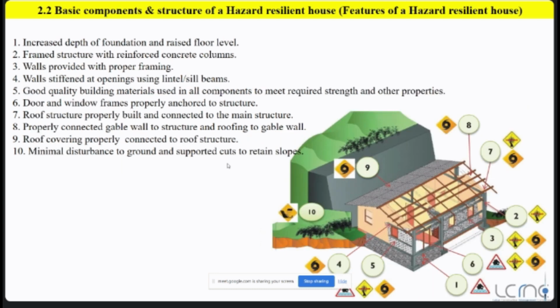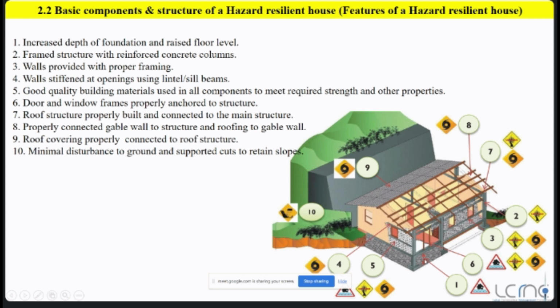Now these are the basic components and structure of a hazard resilient house. That means hazard free houses. If you want to construct a hazard free house, these are the basic components you need to adopt. Now the opposite sides of the other things. So I'm just going rapidly through this without explaining much. First one is increased depth of foundation and raised floor levels. That is what I have explained to you.